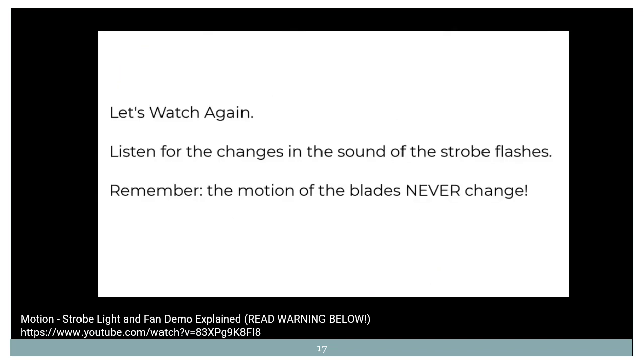So we're going to watch it again, and I want you to listen to the sound of the strobing light to notice the changes in the frequency, and also notice that it looks like the fan stops at one point. What's happening here is that the flashes are happening at the same time that the blades have a chance to get into the same position as the previous frame. So essentially we're not seeing any kind of motion because it looks like they're just staying in place.